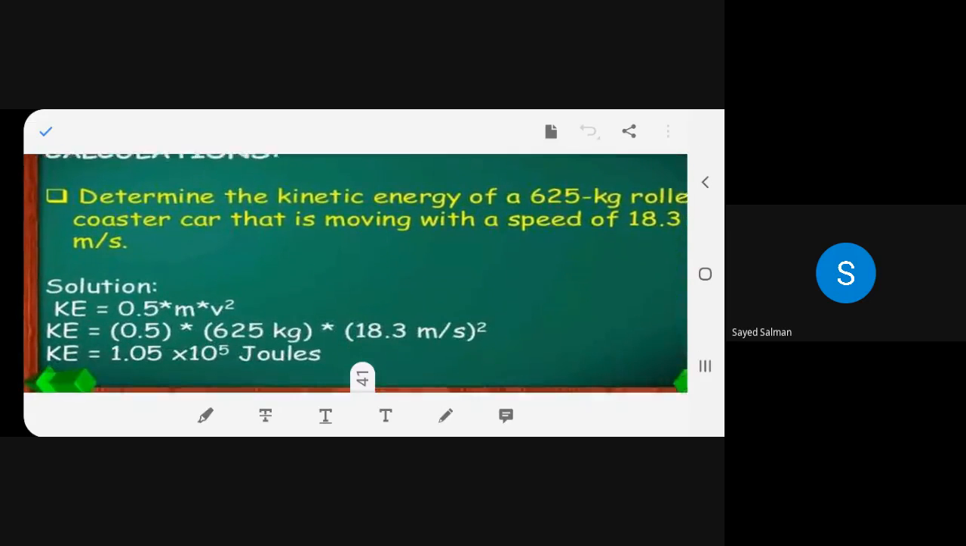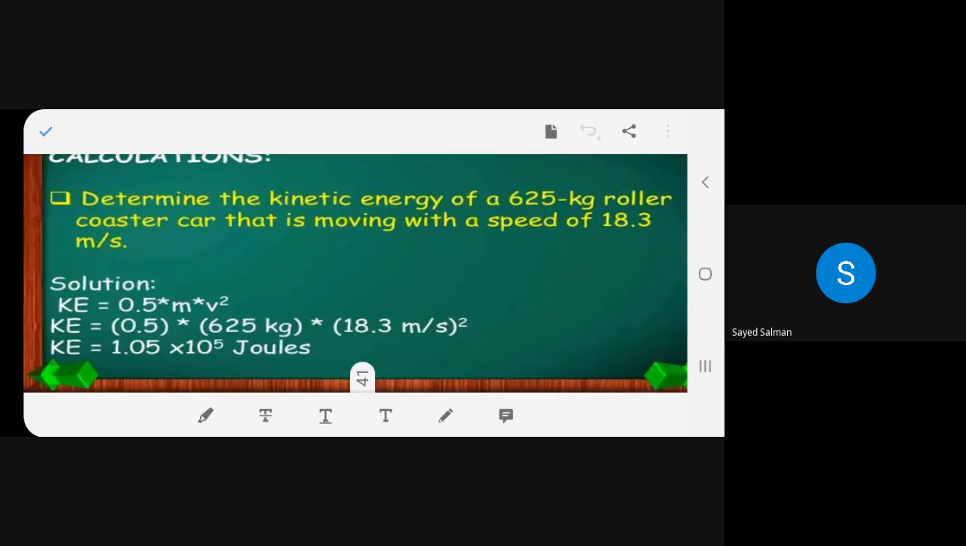The second calculation, read, Better. Determine the kinetic energy of a 625 kg roller coaster car that is moving with a speed of 18.3 meters per second. Better, don't fault over there. It's meter per second. This is oblique, isn't it?